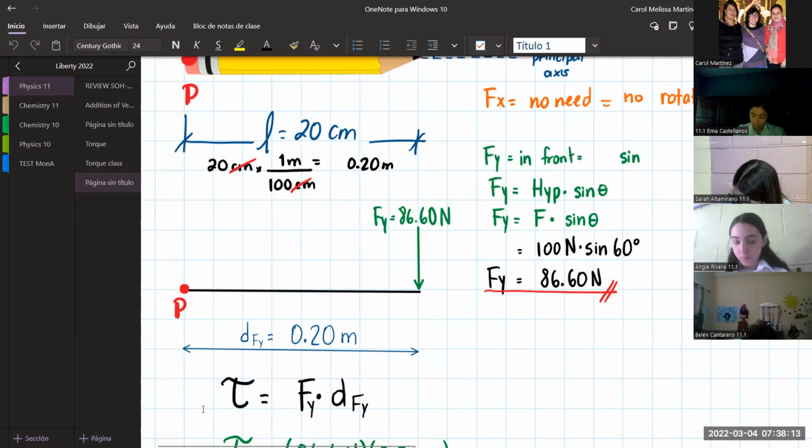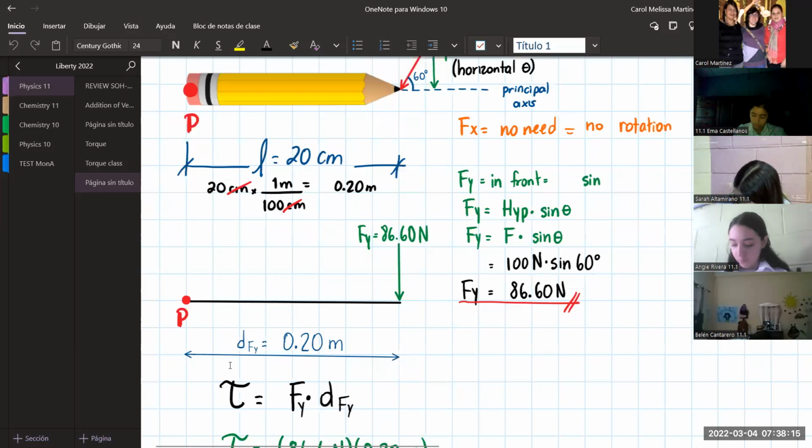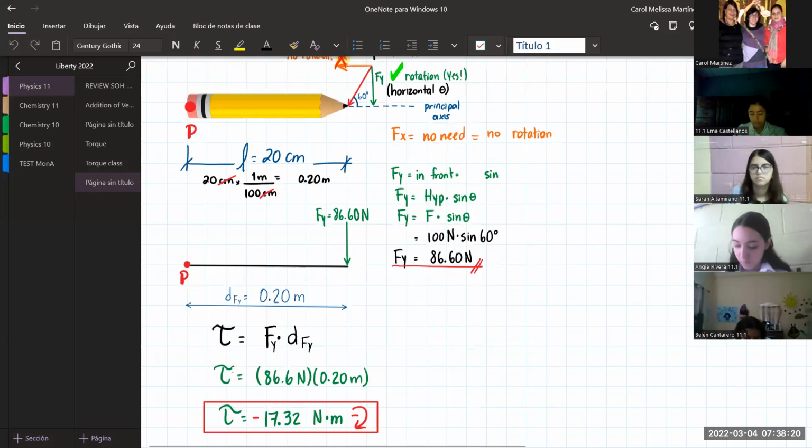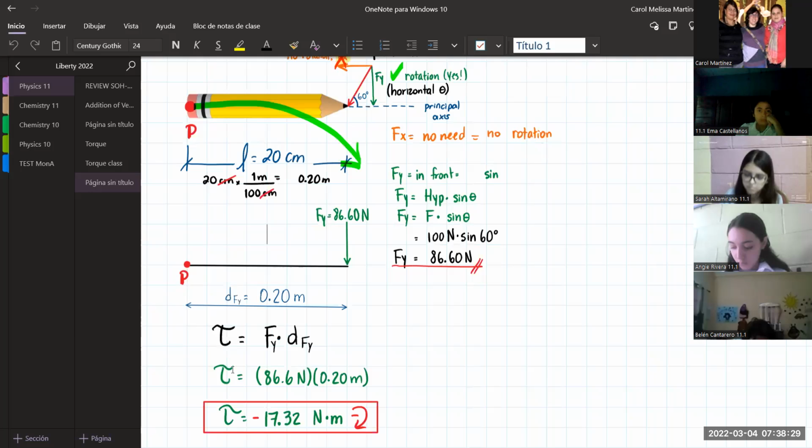And if I say indicate the direction at which the pencil is going to rotate, then you have to make the projection of the rotation, like this. Okay, so you can actually see the rotation if it's positive or negative. What is going to happen?